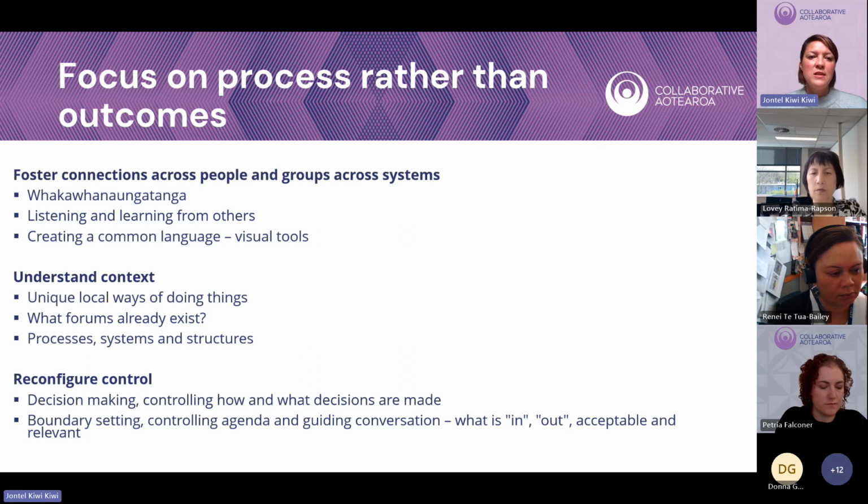So 3 key points here that I think we can look at are foster connections across people and groups across systems. So it's not just about focusing on this one group of people here and this group of people here. We have to cut across the sectors and bring people from different groups together so that they are all sharing that information and flattening out that power dynamic as well. How we can do that is through whakawhanaungatanga, from listening and learning from others and from creating a common language.